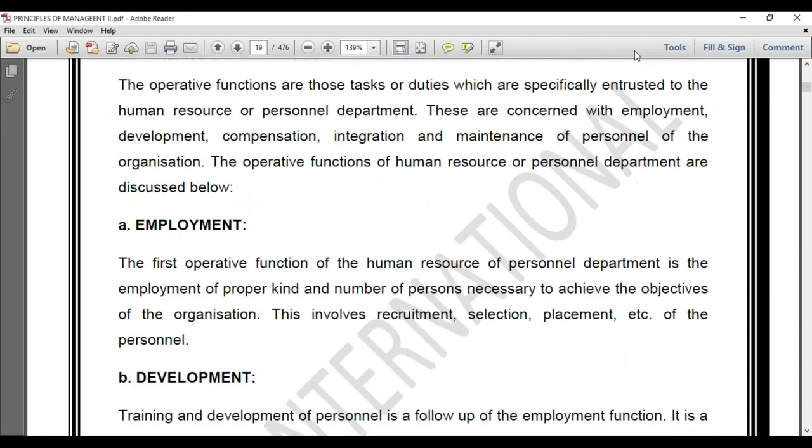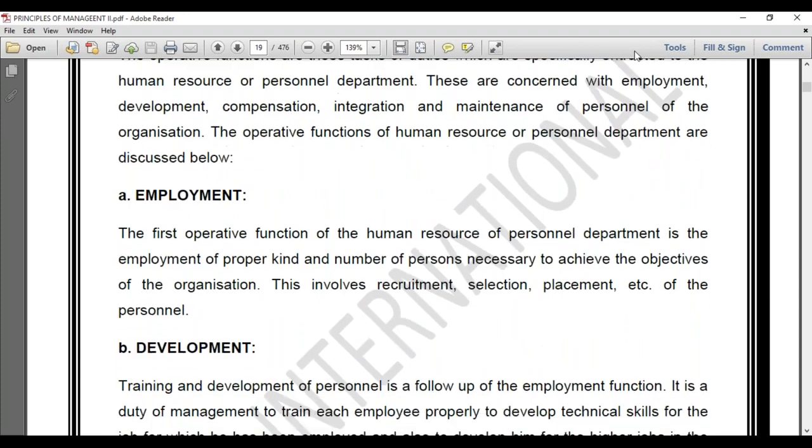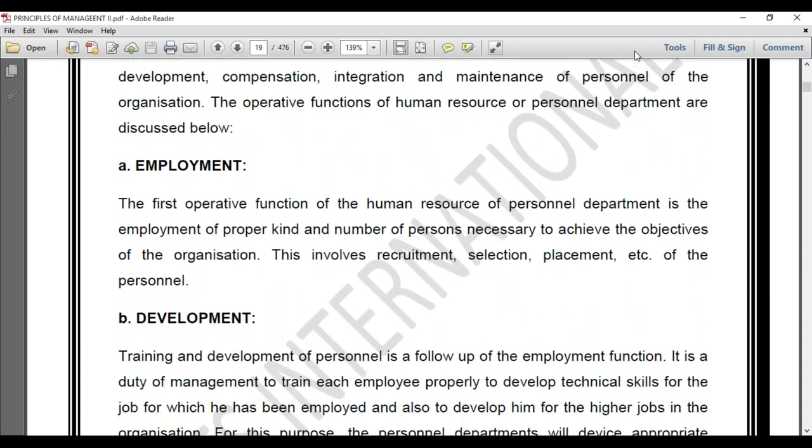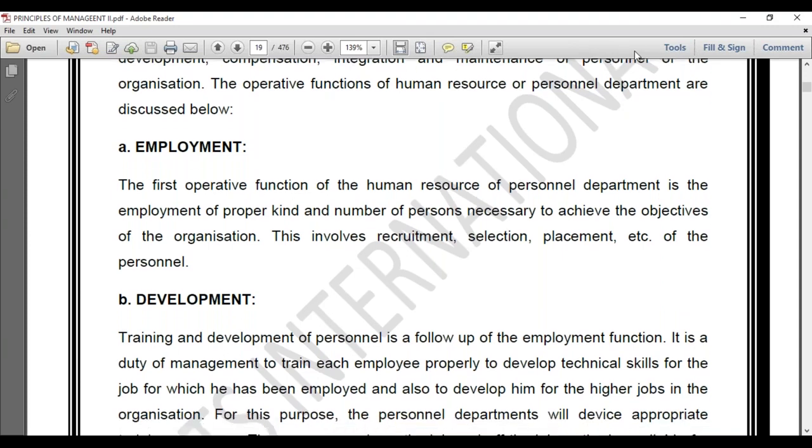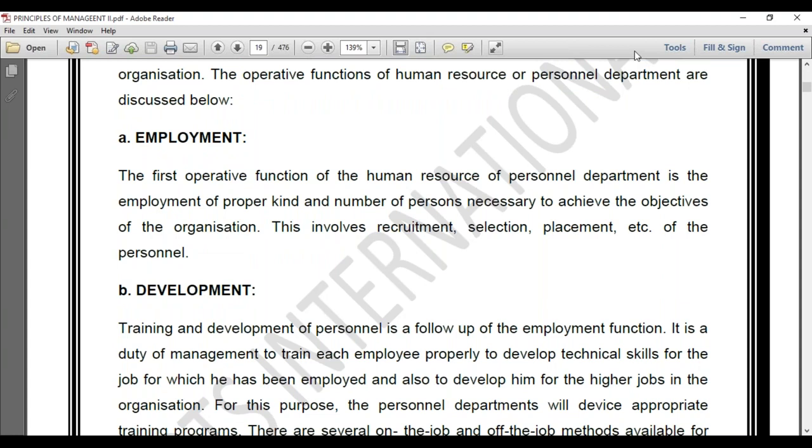Under operative functions of human resource management, we are going to look at employment. When you have set the ball rolling, you need to employ the right kind of people for the job. This involves recruitment, selection, and placement of personnel in the right direction.